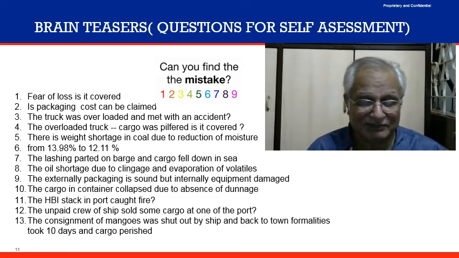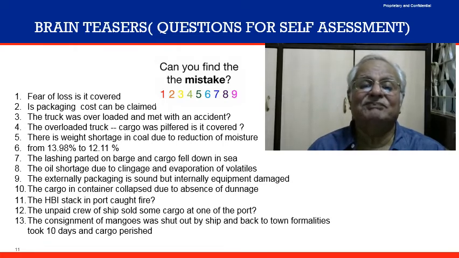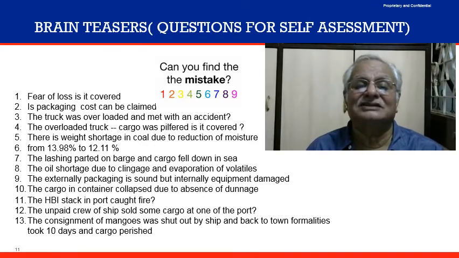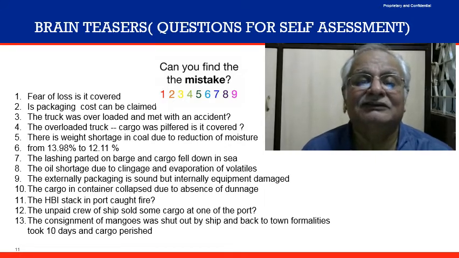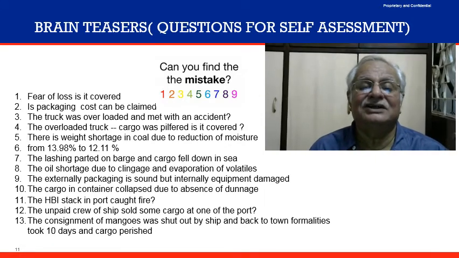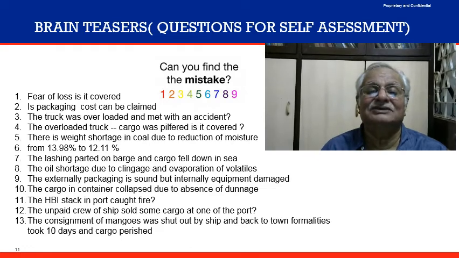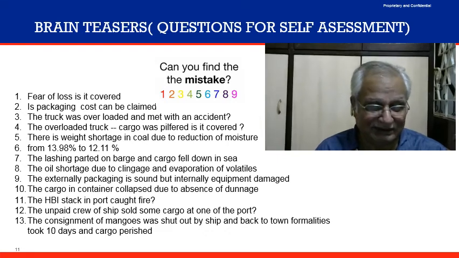The lashing parted on the bar. The parting of lashing, once it is class certified, etc., you cannot say it is improper packaging. Maybe it could be because of perils of the seas. The sea was rough, and the calculations, whatever it was there, were correct. But then still the lashing parted, and it is considered an accident. It will be covered under the policy.